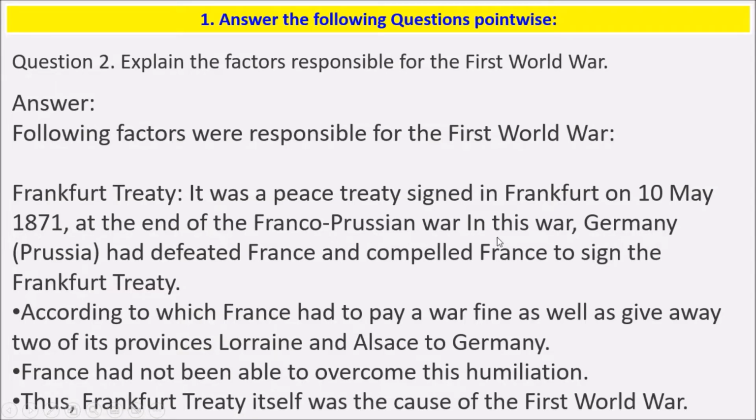the Franco-Prussian War. In this war Germany had defeated France and compelled France to sign the Frankfurt Treaty, according to which France had to pay a war fine as well as give away two of its provinces, Alsace and Lorraine, to Germany. France had not been able to overcome this humiliation. Thus, the Frankfurt Treaty itself was a cause of the First World War.